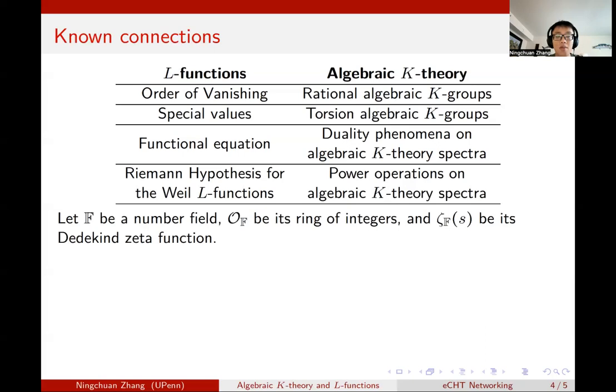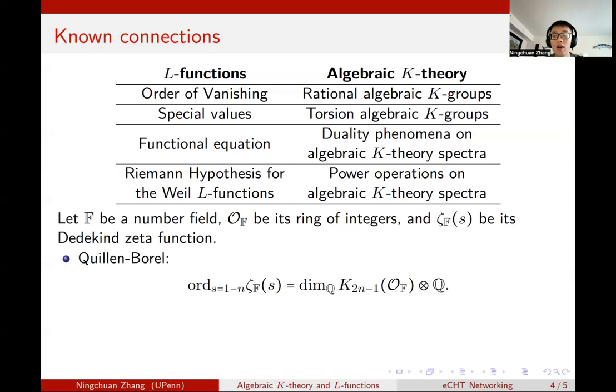And here's a concrete example. Let F be a number field, O_F be its ring of integers, and zeta_F be its Dedekind zeta function. Then Quillen and Borel showed that the order of vanishing of zeta_F at negative integers is equal to the dimension of rational algebraic K-groups in all degrees.